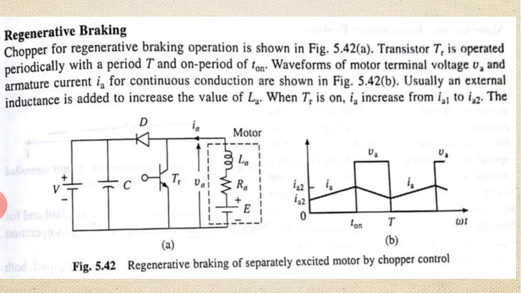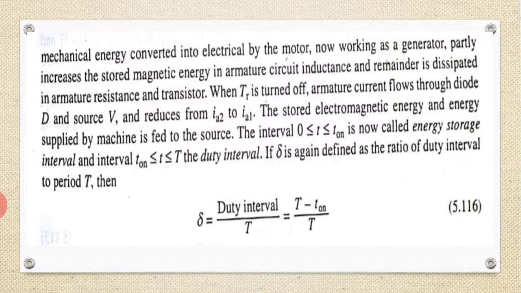Usually an external inductance is added to increase the value of La. So here, when the transistor is turned on, the voltage rises, and the power will be fed back to the supply, and the diode turns on. The interval between 0 to t on is now called the energy storage interval. Here I will divide it into two intervals, first between 0 to t on.